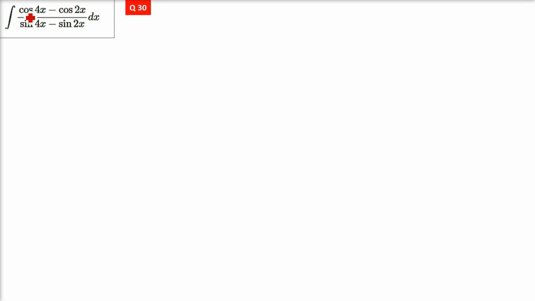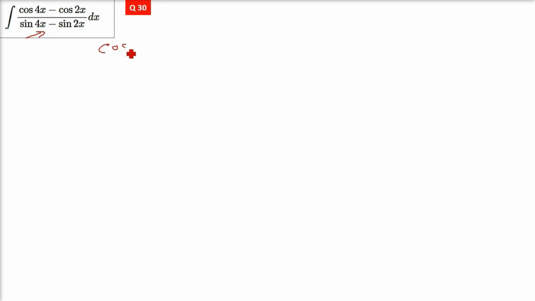Next one is (cos 4x minus cos 2x) over (sin 4x minus sin 2x). Even if we differentiate sin 4x minus sin 2x, it's going to be 4 cos 4x minus 2 cos 2x, and that's not going to serve our purpose because the numerator will not be formed. So we need to take another approach, and that approach is only possible when we use the formula. The formula is very important. If you can recall the formula, this question will be very easy for you.